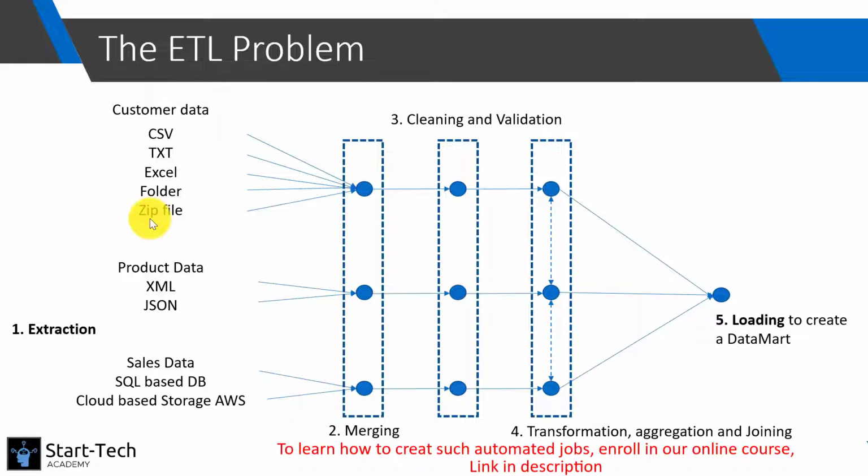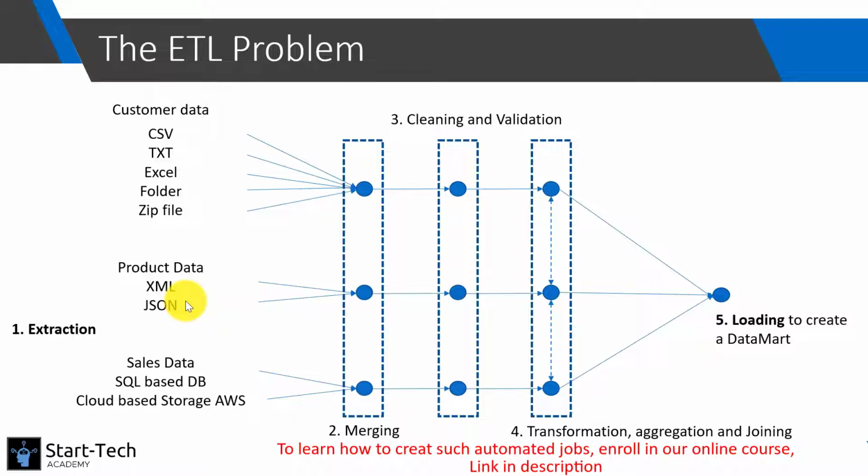The product data is distributed in XML and JSON format. These are non-tabular formats of storing data. So just to show you how we import data from non-tabular formats, the product data we will be importing from XML and JSON format. Lastly, the sales data, which is transactional data, will be imported from an SQL based database and a cloud based storage such as Amazon Web Service.